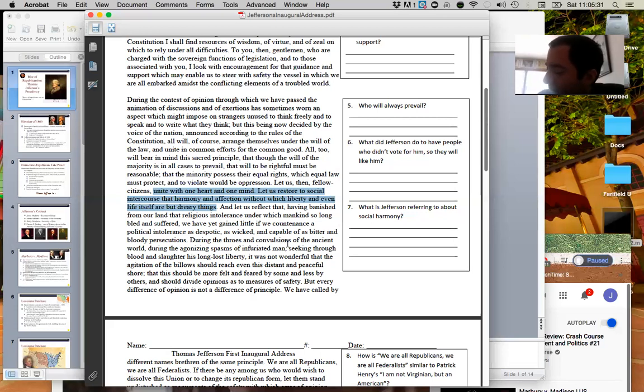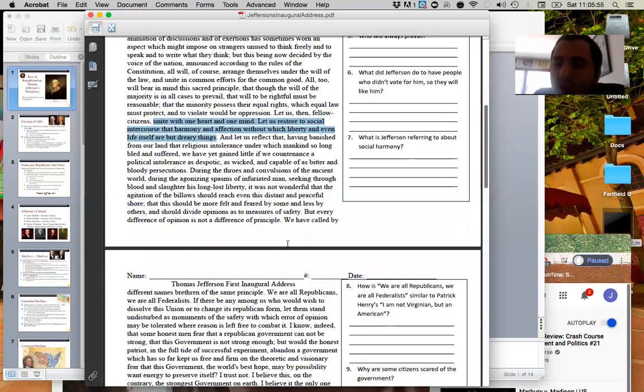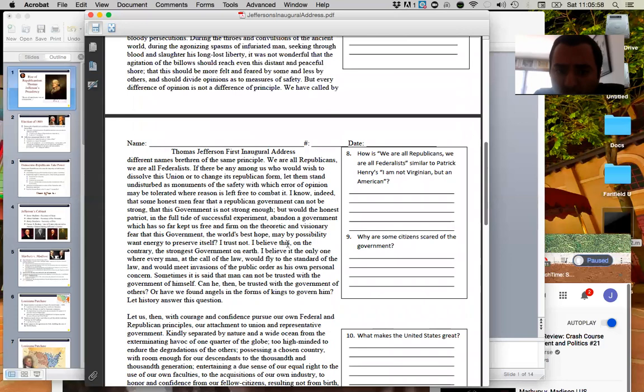7, what is Jefferson referring to about social harmony? You could look at the same line here. Jefferson is referring to individuals working together as a united nation. Jefferson knows that it's not going to be perfect, but he wants individuals to focus on the goals of the nation, not their own particular goals, not their own party goals.